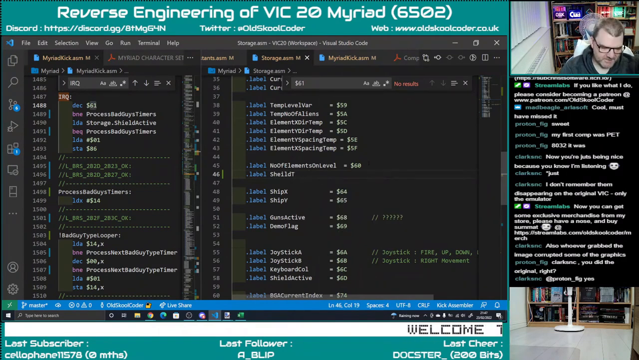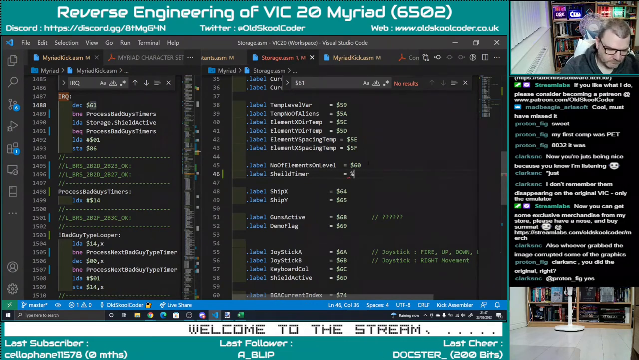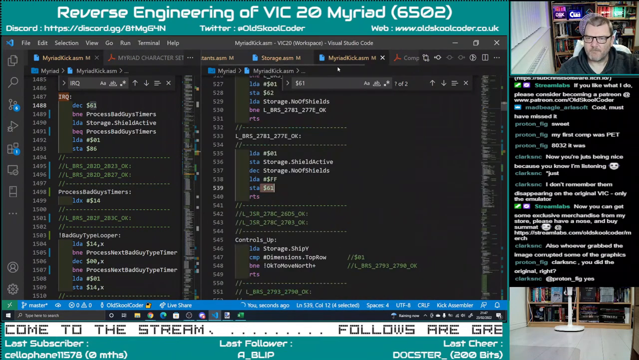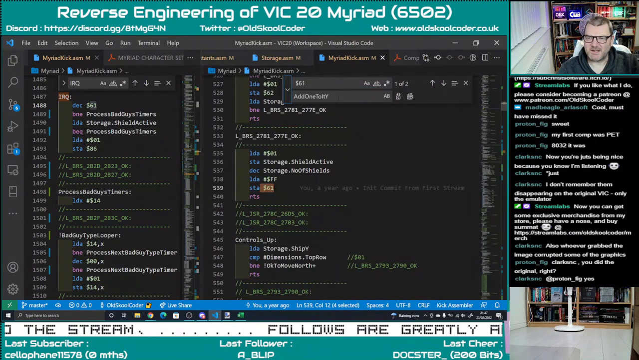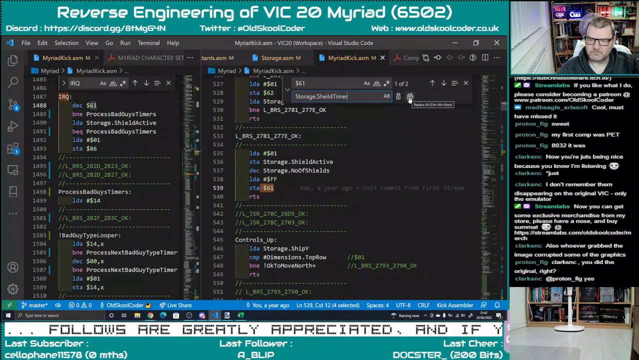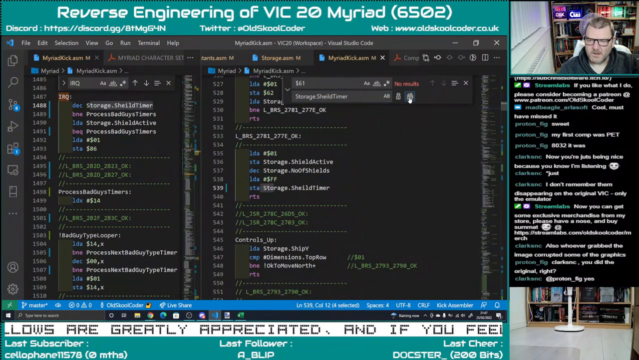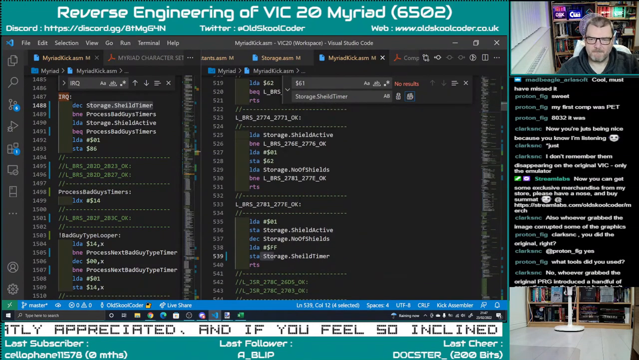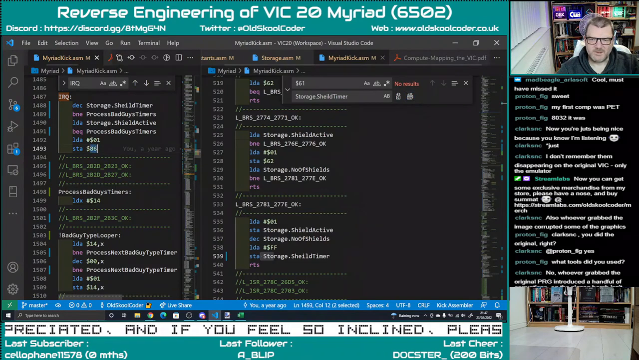Oh, you VS Code, you sometimes get on my nerves. So that's the shield timer. So let's change that to be that. So that's the shield timer. So, what's 86?